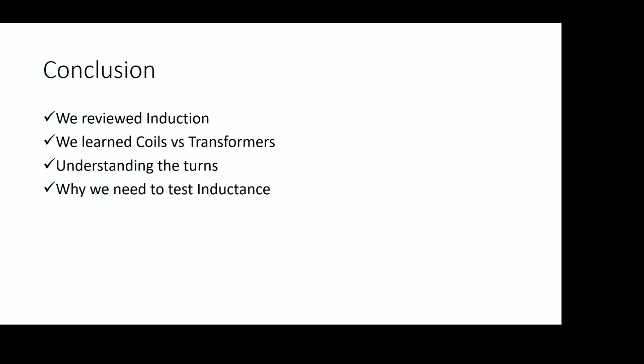So what did we talk about today? In conclusion, we reviewed what induction is. It's basically a change of the relationship between current and voltage using coils and primaries and secondaries. We talked about coils and transformers, what a single turn coil is versus a primary and secondary transformer waveform shaping type device, and we understand what turns are around the coils and why we need to test it in the bare form, or in the inductive arena, rather than standard opens and shorts. So I think we covered quite a bit there.